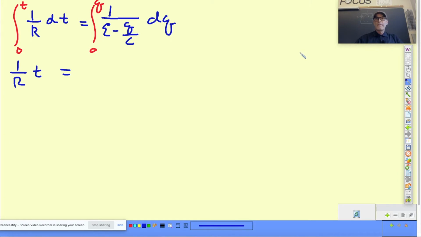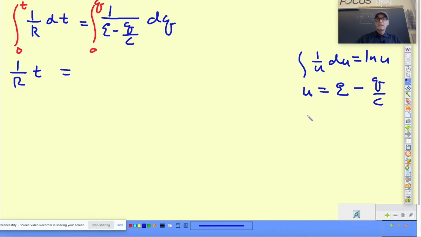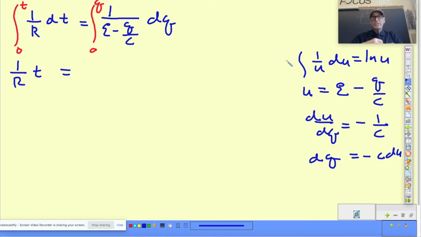So the integral on the right-hand side is of the form 1 over U du, which is equal to natural log of U. All right, U in this integral is equal to the EMF minus Q over C. du dq is equal to minus 1 over C. So check this out. dq is equal to minus C du. So we need to place minus C in front of the integrand so that when we take the derivative of our final expression, we get back the original function. You've heard that before, but it's worth saying.